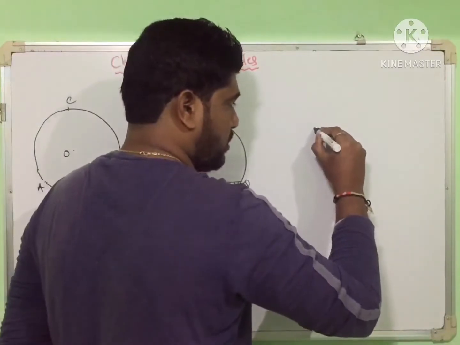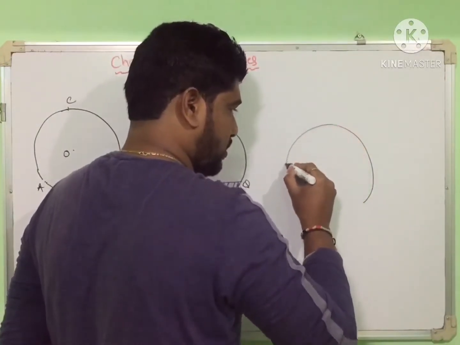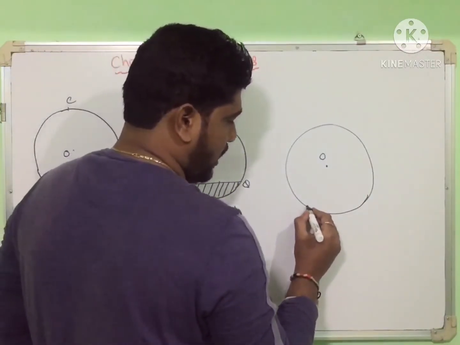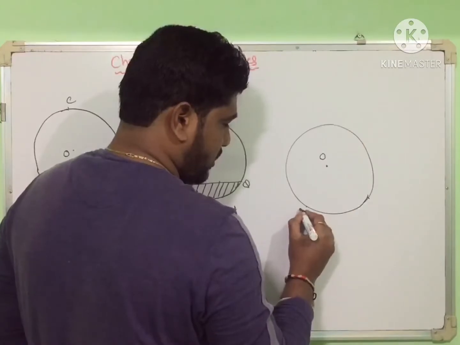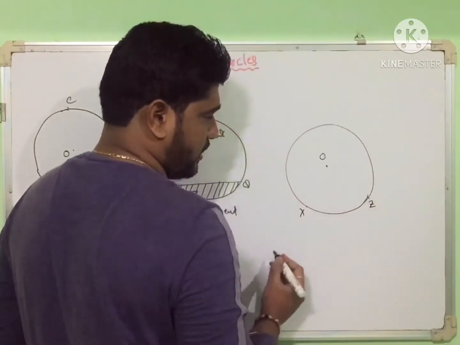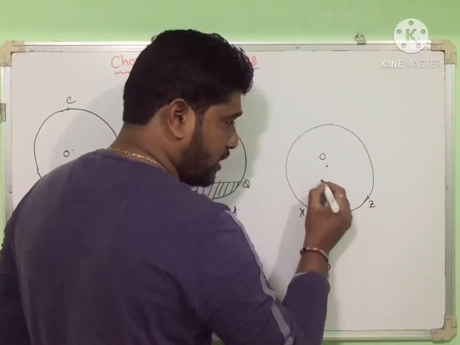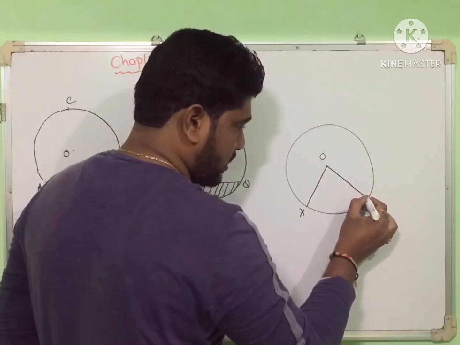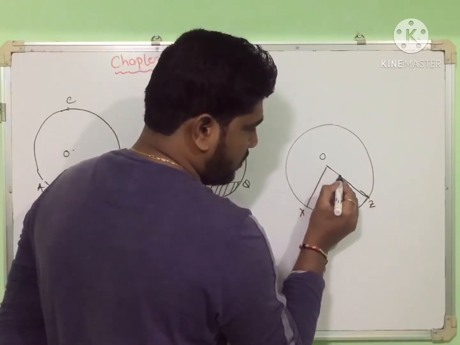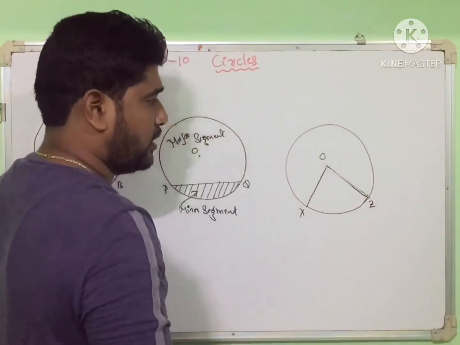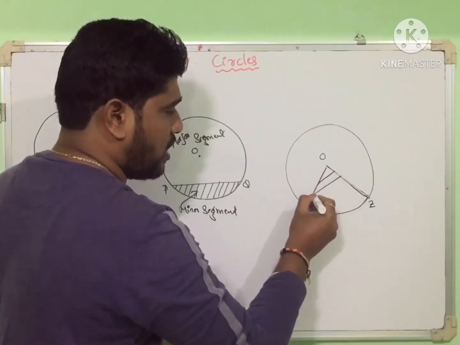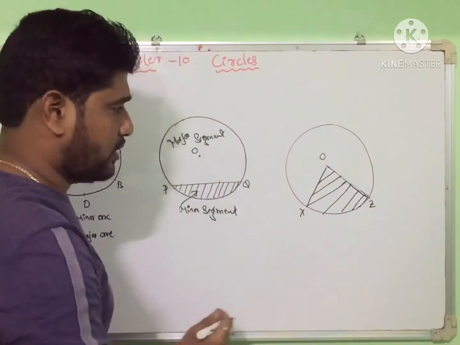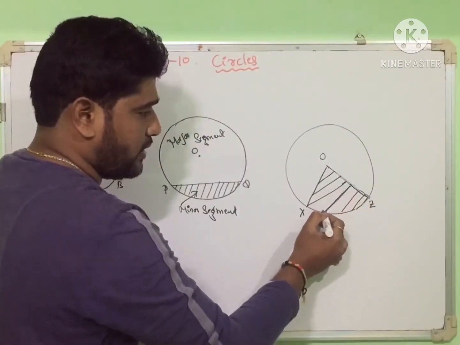So here we will draw. It is a circle. And here XZ is an arc, right? So the region between the arc and two radii. So here it is a radius and here one is a radius. So two radii. So this area is called a sector.